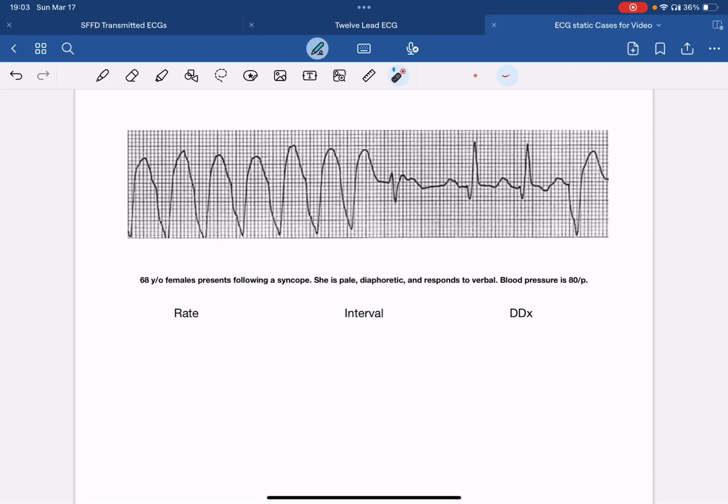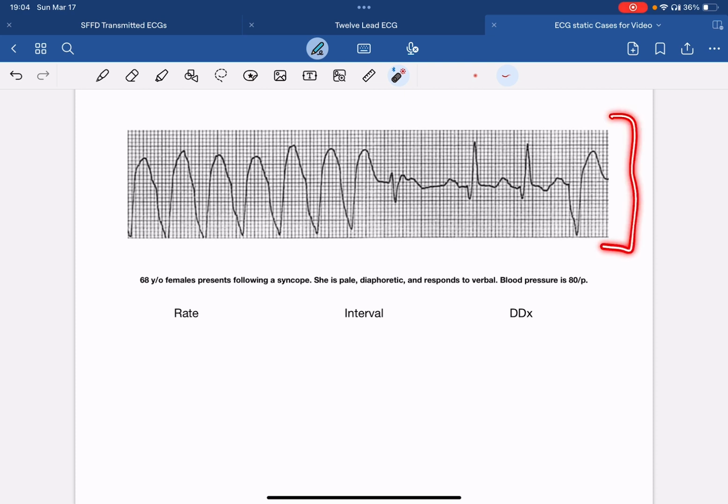So in this case, we have a 68-year-old female who has a syncope episode, found to be pale, diaphoretic, only responding to verbals, so not doing so well. And that fact is further reemphasized by her blood pressure, which is 80 on palp.